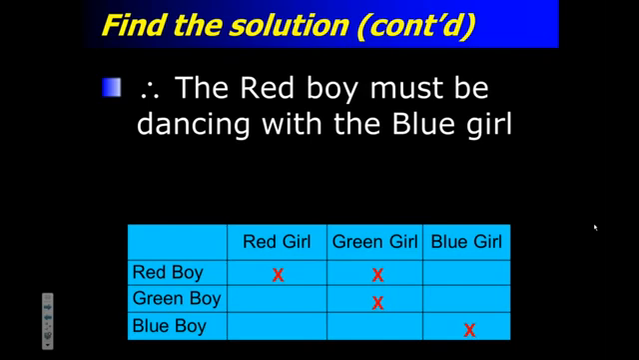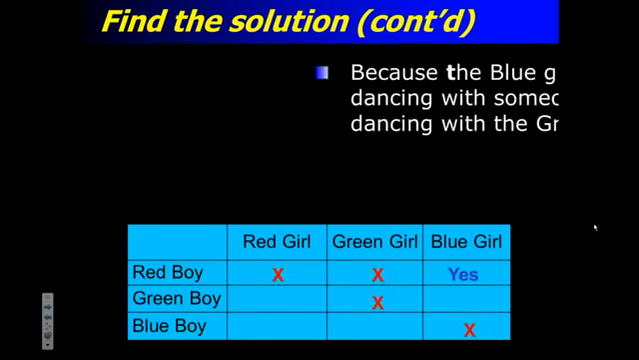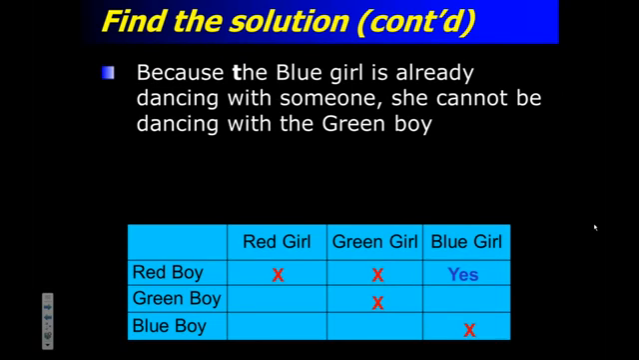Red boy, well, there's nobody else left. So red boy must be dancing with blue girl. We've already X'd out the other two. So that's who I know red boy's dancing with. Blue girl, right here, is already dancing with somebody, so she can't be dancing with green boy. So I'll X that one out.